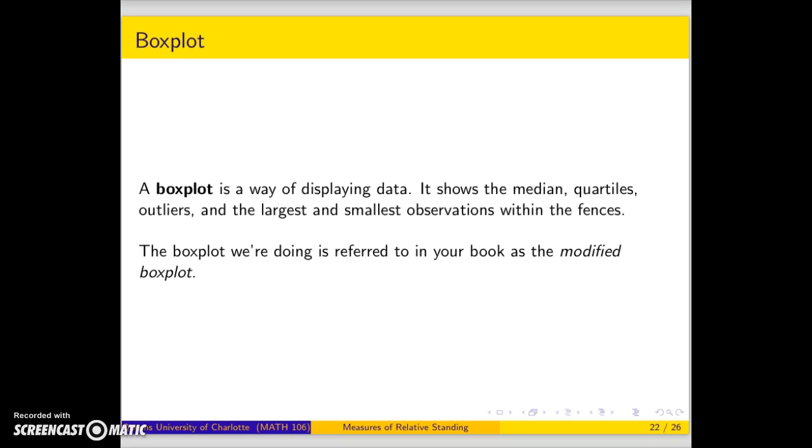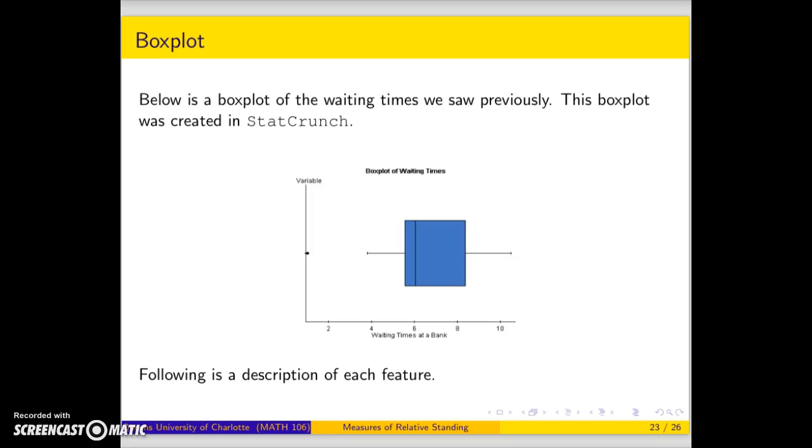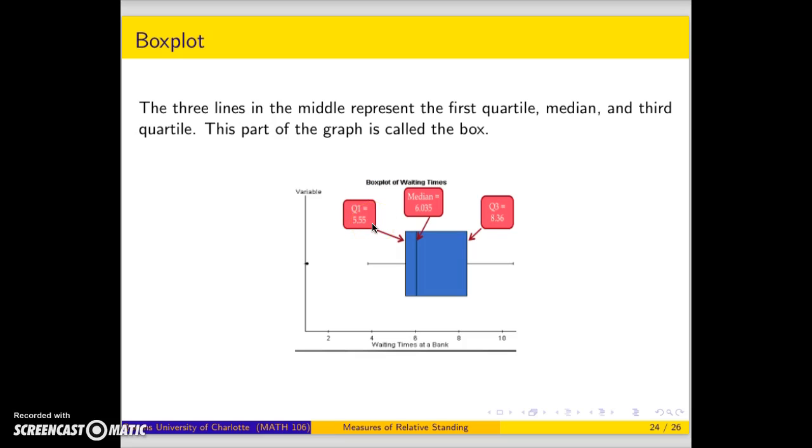So now let's look at box plots. A box plot shows the median, quartiles, outliers, and then the minimum and maximum within the fences. The box plot we will be doing is referred to in your book as the modified box plot because it shows the outliers. I used StatCrunch to make this box plot, and these are the waiting times down here. If you notice, there's a dot right here. This means the outlier. Here are just some specific features.